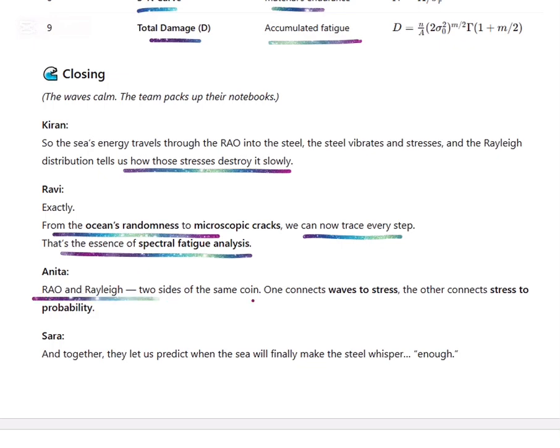RAO and Rayleigh are two sides of the same coin. Rayleigh connects stress to probability, and RAO connects wave to stress. Together they let us predict when the sea will finally make the steel whisper enough.